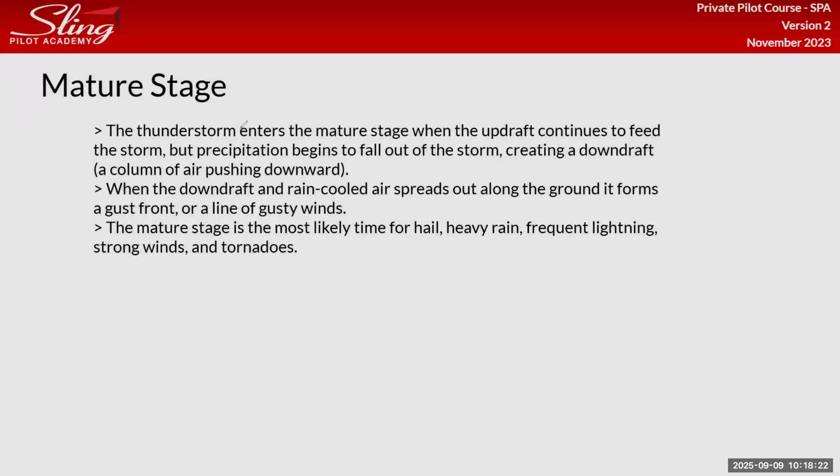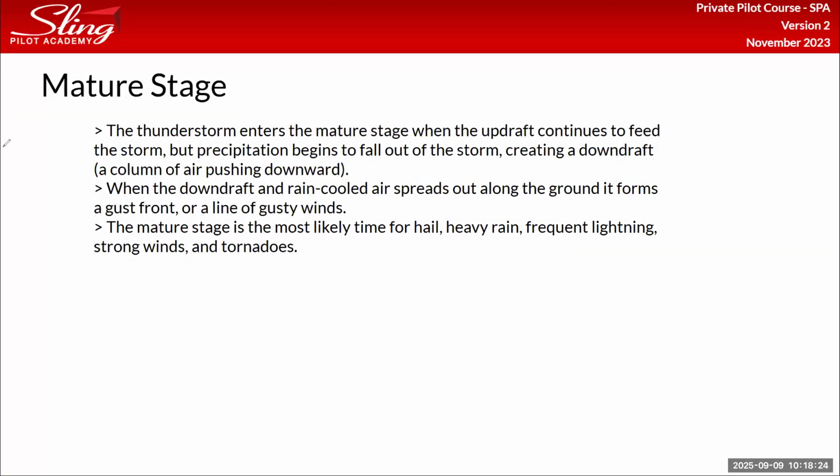Mature stage of a thunderstorm is characterized by rain. So precipitation begins to fall out of the storm. So the mature stage is categorized by precipitation. This is when rain is seen during the mature stage of a thunderstorm. So as precipitation begins to fall, it's beginning to create downdrafts. But the main part of the mature stage is the rain is falling.